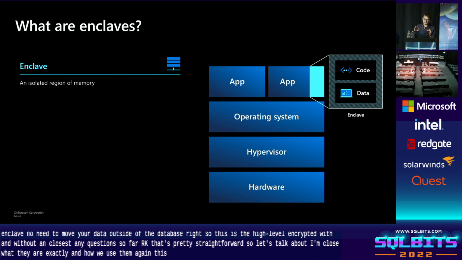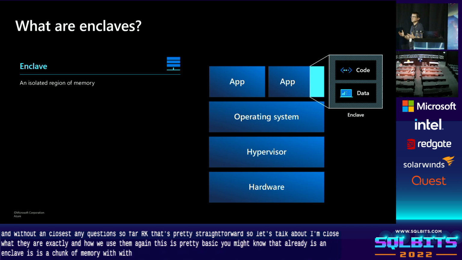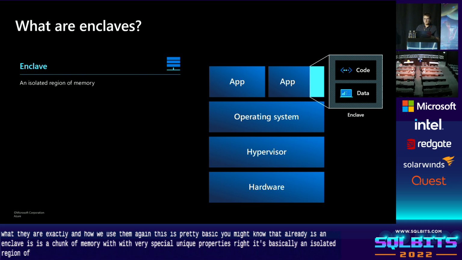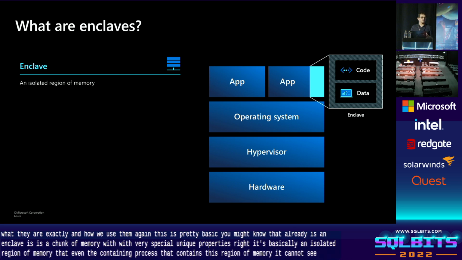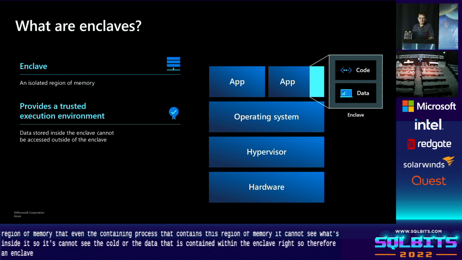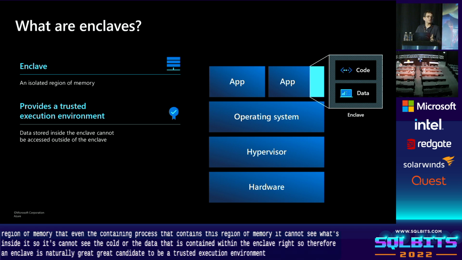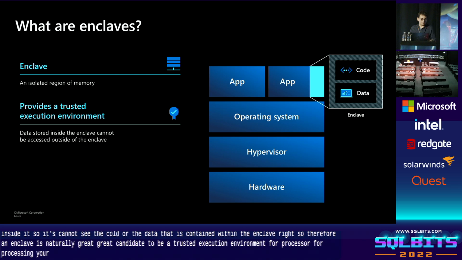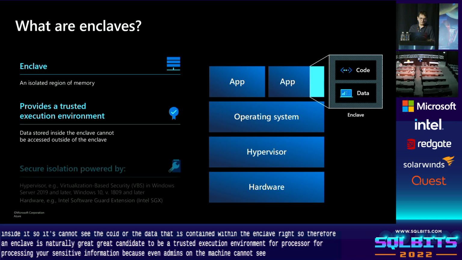Again, this is pretty basic. You might know that already. So an enclave is a chunk of memory with very special, unique properties, right? It's basically an isolated region of memory that even the containing process cannot see what's inside it. So it cannot see the code or the data contained within the enclave, right? Therefore, an enclave is naturally a great candidate to be a trusted execution environment for processing your sensitive information, because even admins on the machine cannot see what's inside the enclave.